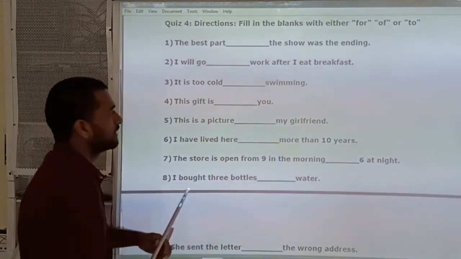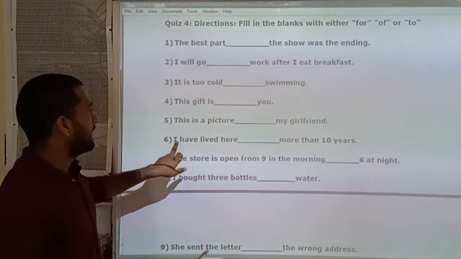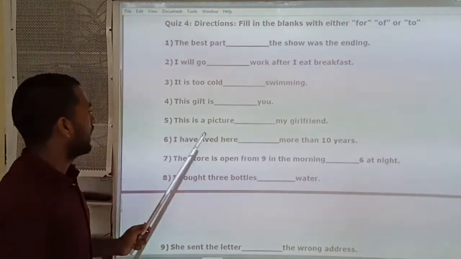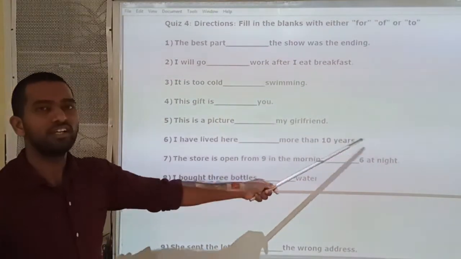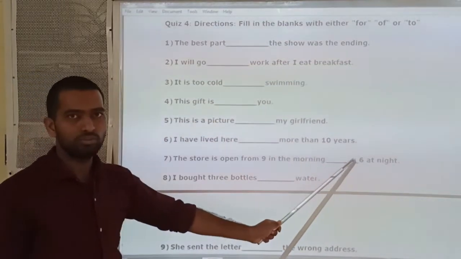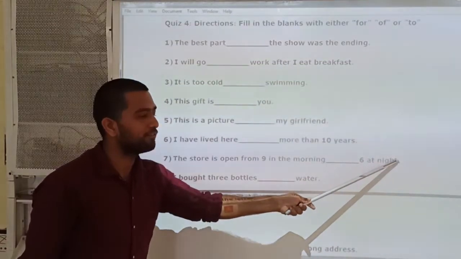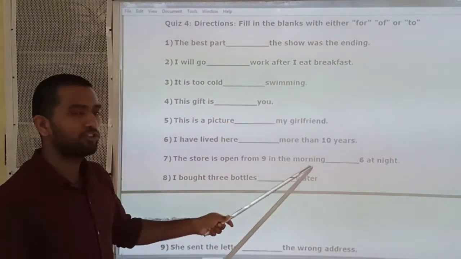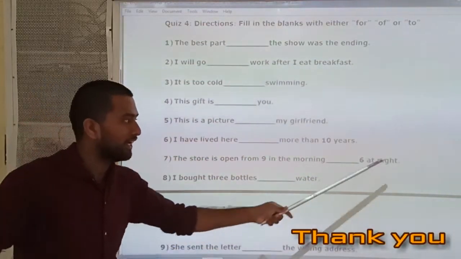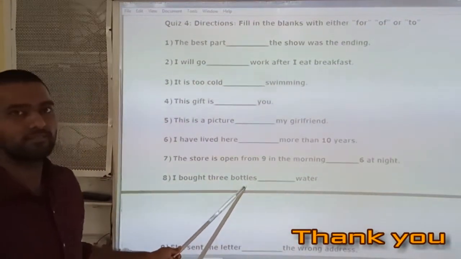Next, this gift is dash you. This gift is for you. Next, I have lived here dash more than 10 years. So very good. I have lived here for more than 10 years. Next, the store is open from 9 in the morning to 6 at night. Here, if you observe clearly, it is at before night and in before morning. So this is a difference between morning, afternoon, evening, and at night.